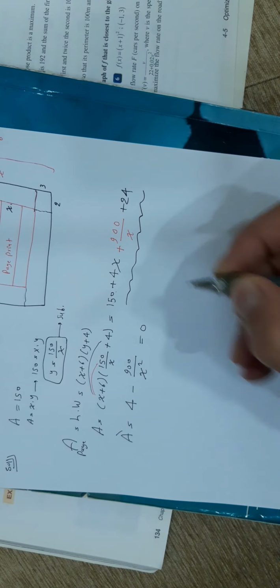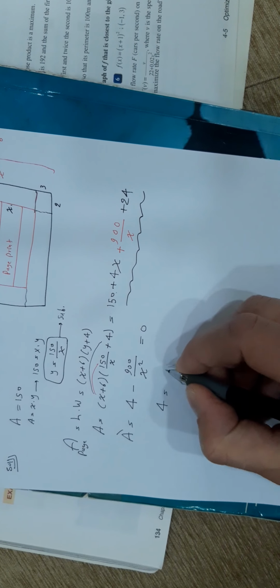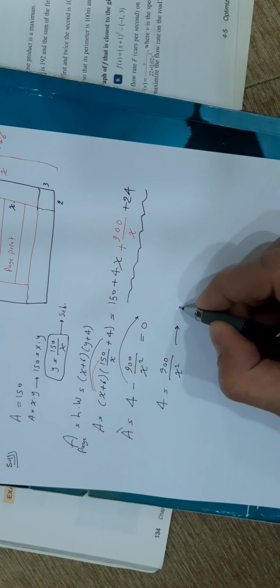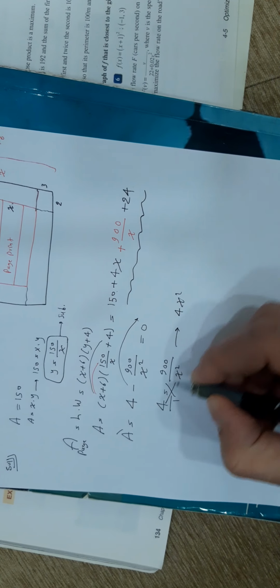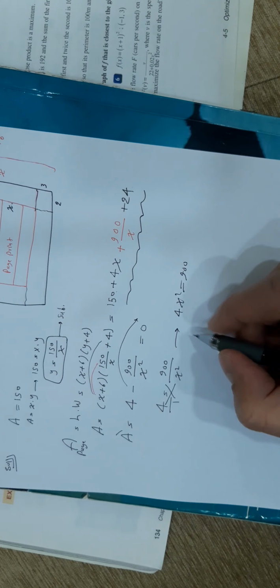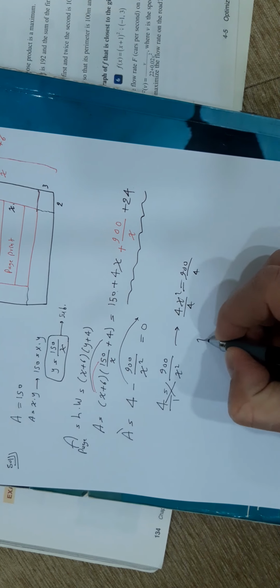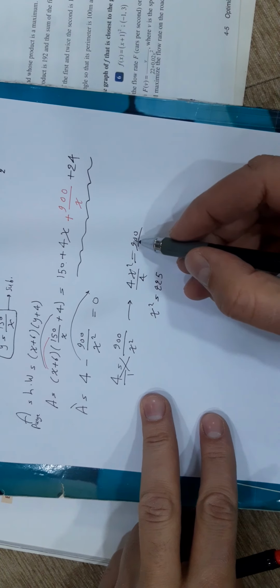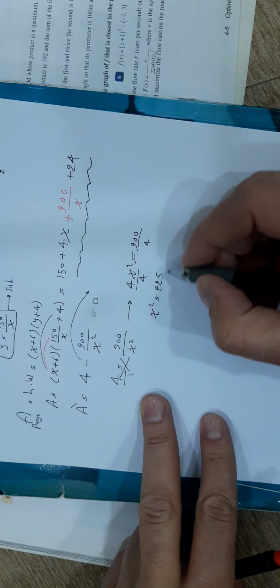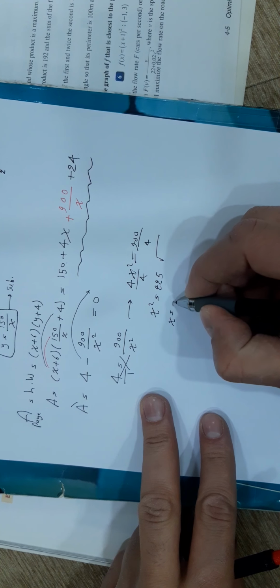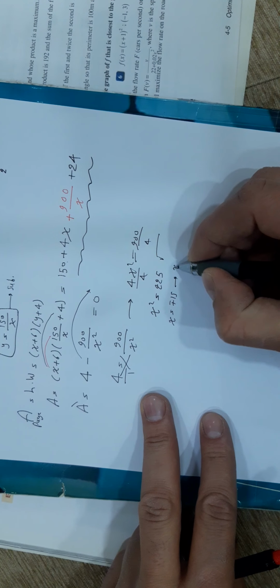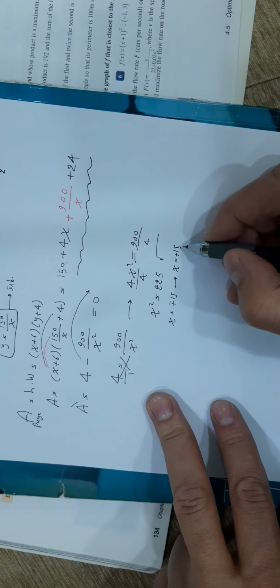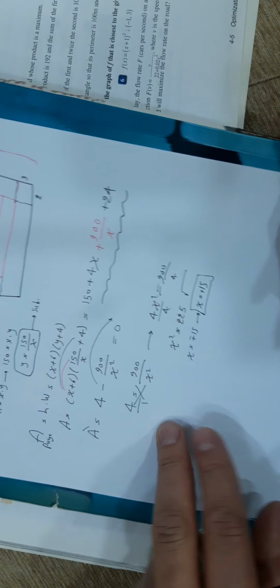After that, set the derivative equal to 0, so 4 equals 900 over x squared. By cross multiplying, 4x squared is equal to 900. Dividing both sides by 4, x squared is equal to 900 over 4, which is 225. By taking the square root, x equals positive and negative 15, but for this example x equals just positive 15, because lengths are always positive.